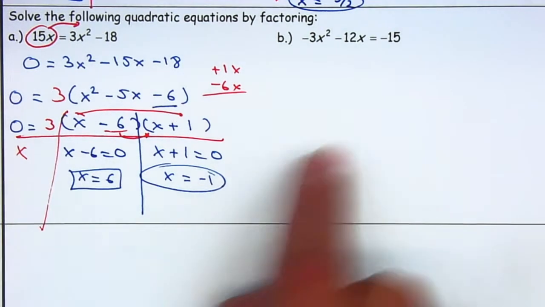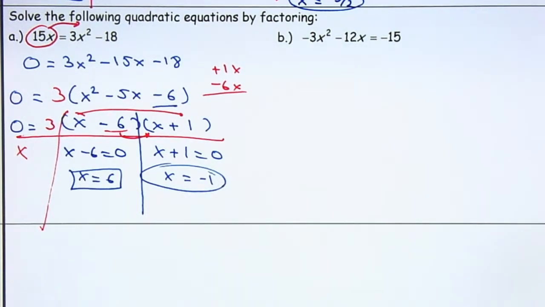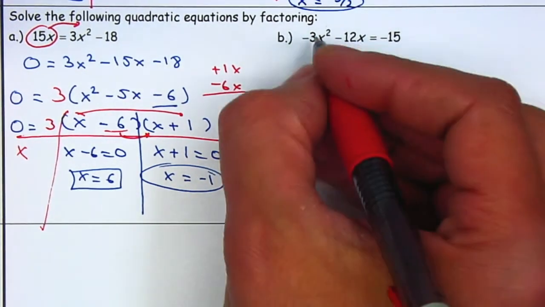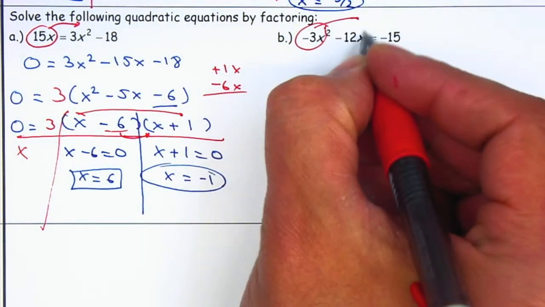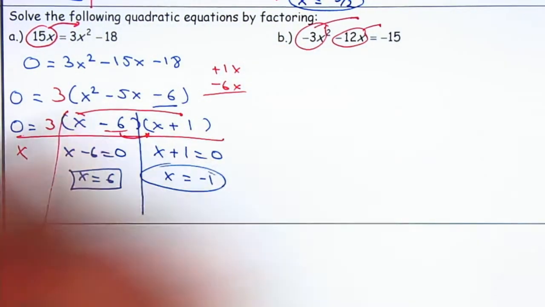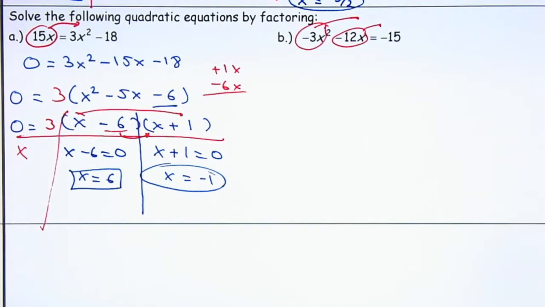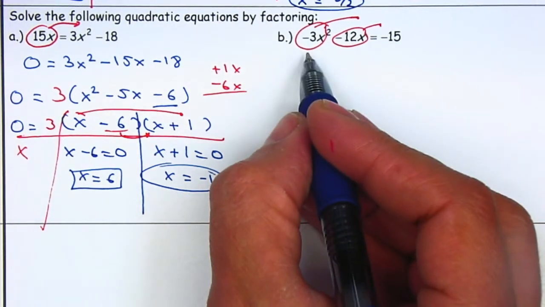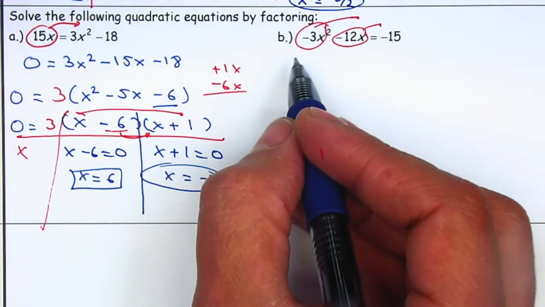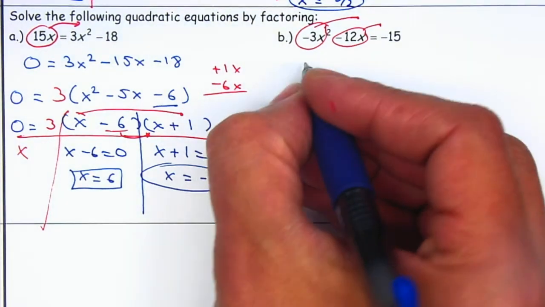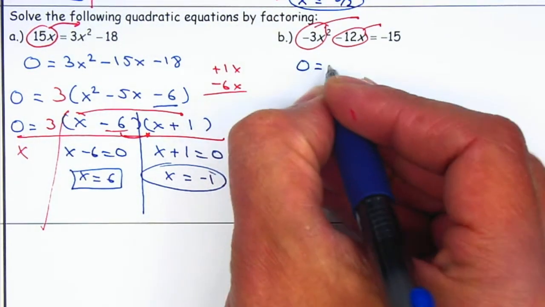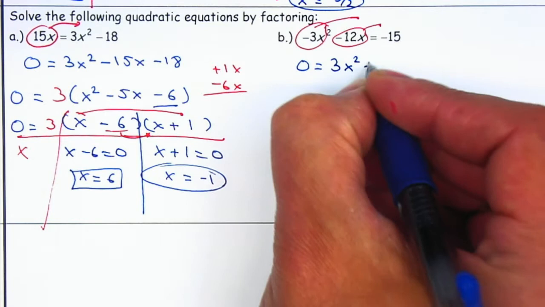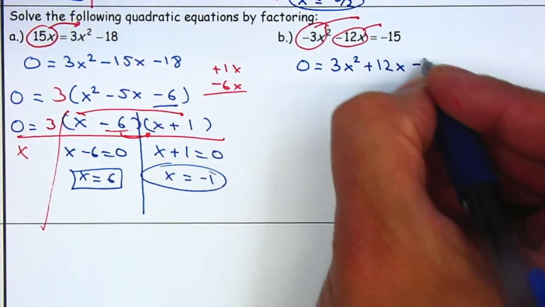Now, example B, same process. I want to make it equal to 0. So I'm going to move both of these to the right, so I can make the x squared positive. If not, that's fine. You can still go through the same process, but then you have to take out a negative 3, not just a 3. So on the left, I have 0. This will give me 3x squared plus 12x, and then this still stays at negative 15.